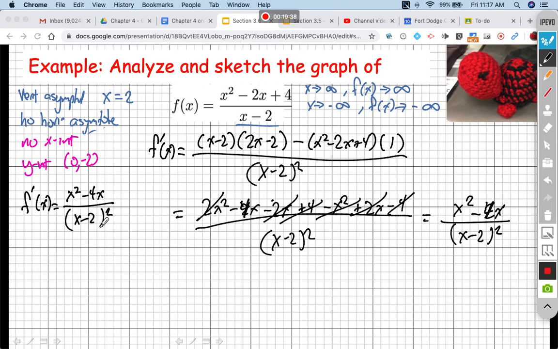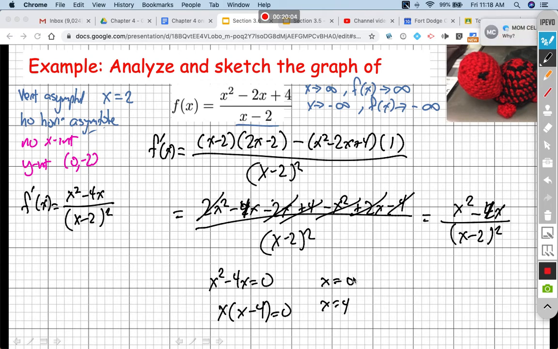Again, when we look at this, where does it not exist? At the vertical asymptote, so I don't have to worry about that. I look, where does x squared minus 4x equal 0? That's where it's nice to say x times x minus 4 equals 0. So x equals 0 and x equals 4. And let's go ahead and find out what those points are.